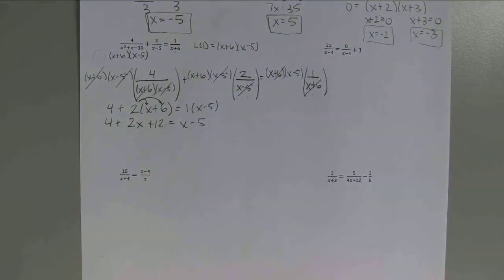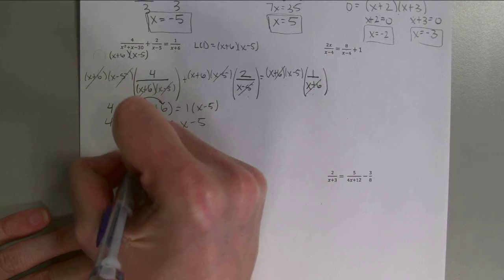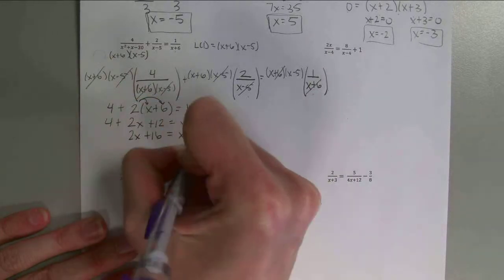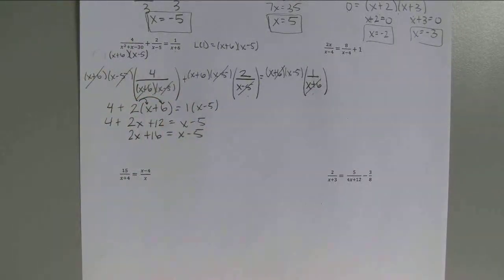I like to get my two sides, my left and right side, simplified before I start moving things over, okay? So on the left, what can I combine? What are like terms over there? The 4 and 12. So that's 2x plus 16 equals x minus 5. So I just got the 4 and 12 and added them together.